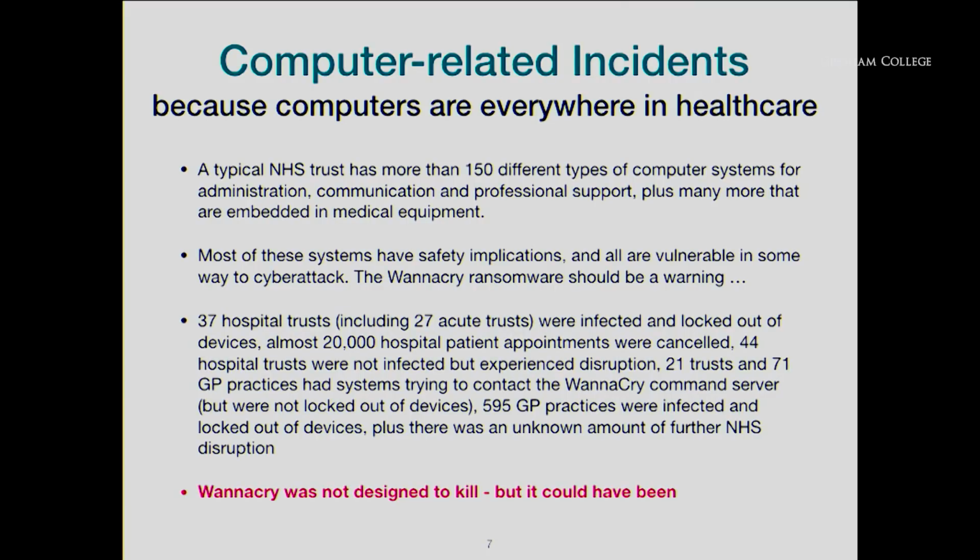Now, we want to talk about the computer-related ones because we are computer people. We're computer experts. We're not saying that the other causes of death and injury aren't important. Of course they are. But some proportion of them are caused by faulty computer systems, and those are the ones that we want to look at today. And a typical NHS trust has a huge number of computer systems, as you can see on the screen. Most of these systems have got safety implications. Almost all of them are going to be vulnerable to cyber attack because of vulnerabilities in the software, and because so very many computer systems are networked in one way or another to another system that is vulnerable to cyber attack, or they're actually directly online.